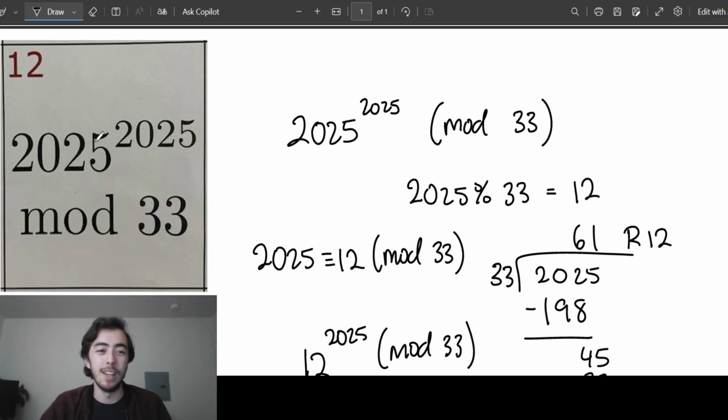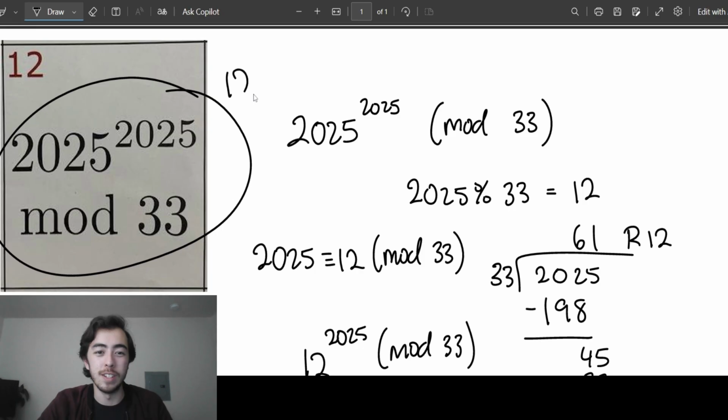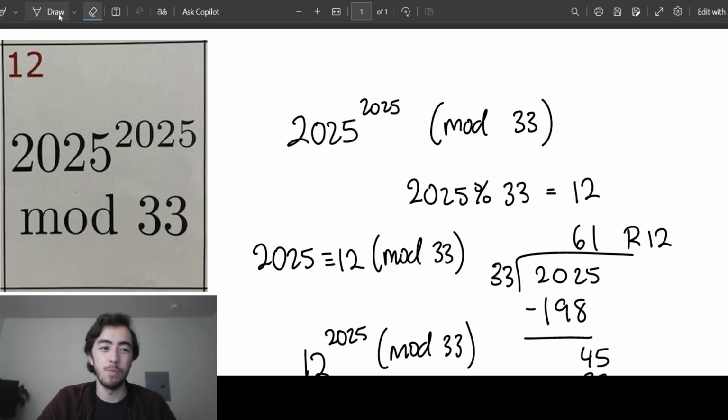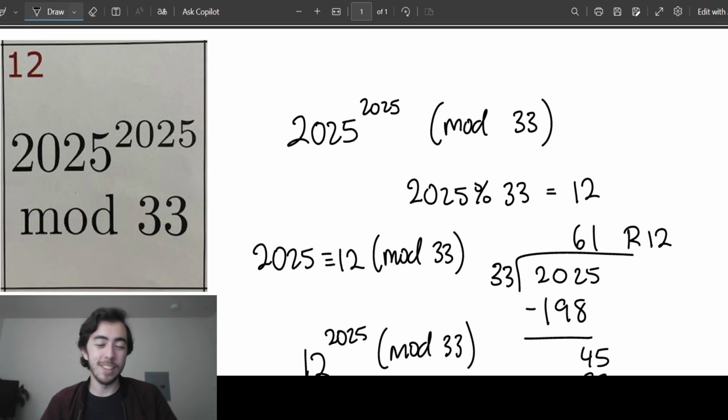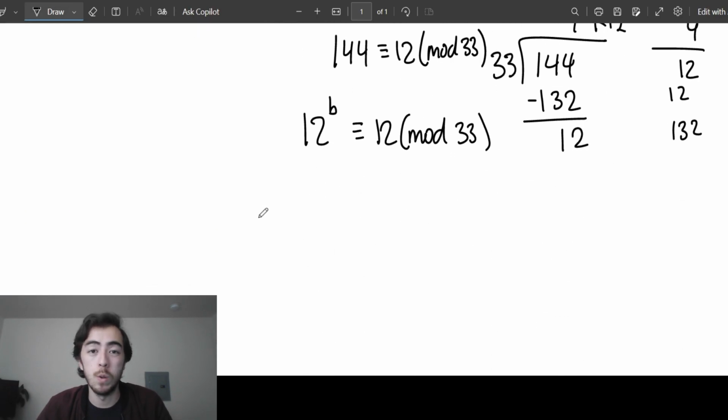But essentially, this expression right here is just the number 12, which is today's date. So that's cool that the calendar is right and we do get 12 for today. And that's the whole problem.